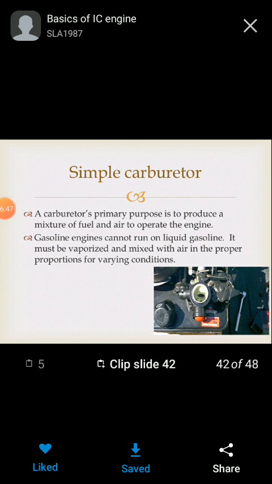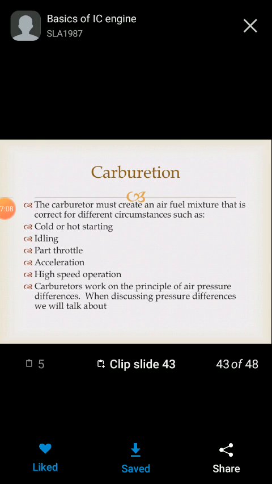Simple carburetor. A carburetor's primary purpose is to produce a mixture of fuel and air to operate the engine. A gasoline engine cannot run on liquid gasoline. It must be vaporized and mixed with the air in the proper proportion under varying conditions. Carburation: the carburetor must create an air-fuel mixture that is correct for different circumstances such as cold or hot starting, idling, part throttle, acceleration, and high speed operation.